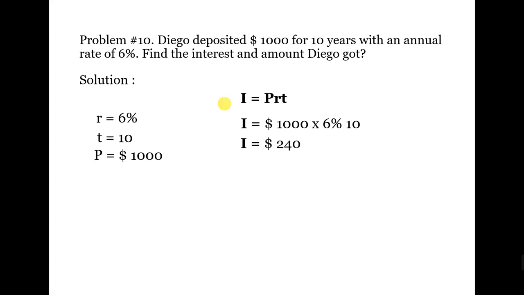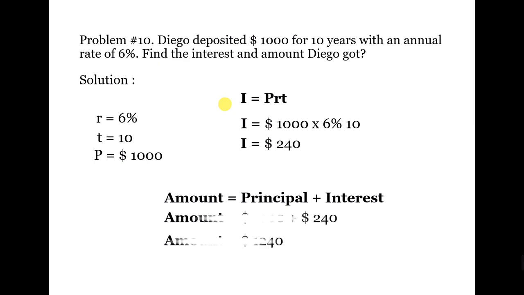Now for the amount Jericho got, we will use this formula. Then simply substitute the specified values, and the result is equal to $1,240. And that's all for today.